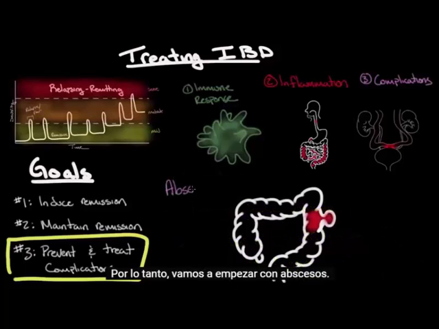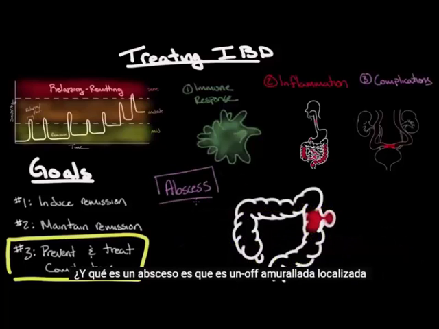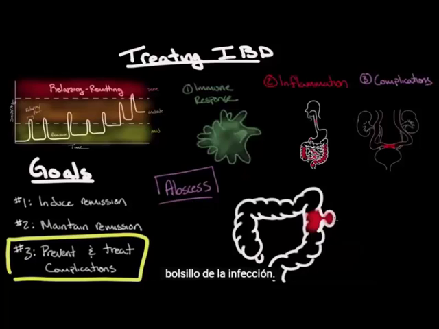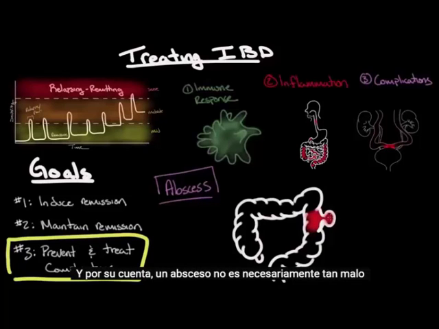All right, so we'll start with abscesses. And what an abscess is, it's a localized walled-off pocket of infection. And on its own, an abscess isn't necessarily that bad of a complication, but it has a risk of rupturing, and if it ruptures, it can cause a life-threatening infection of the abdominal cavity called peritonitis.